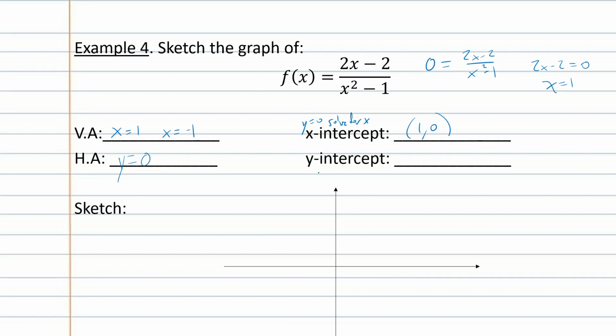How about the y-intercept though? For this, we want to set x equal to 0 and solve for y. If I do that, then I'm looking at y equals 2 times 0 minus 2 over 0 squared minus 1, which is negative 2 over negative 1, which is just 2. So this one should be 0, 2 for our y-intercept. Maybe not such a problem right there.